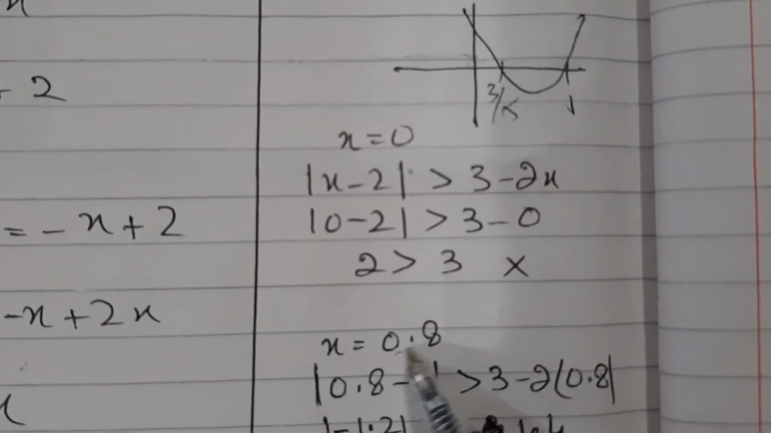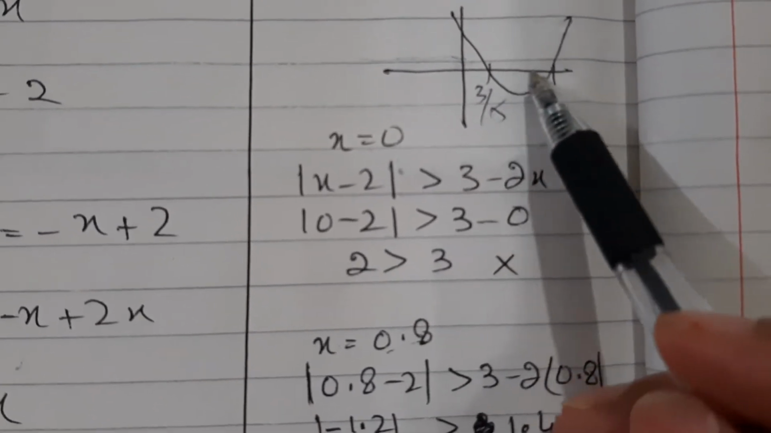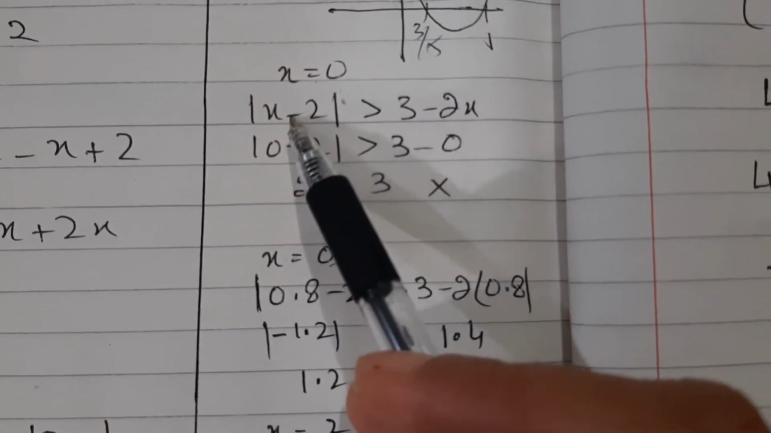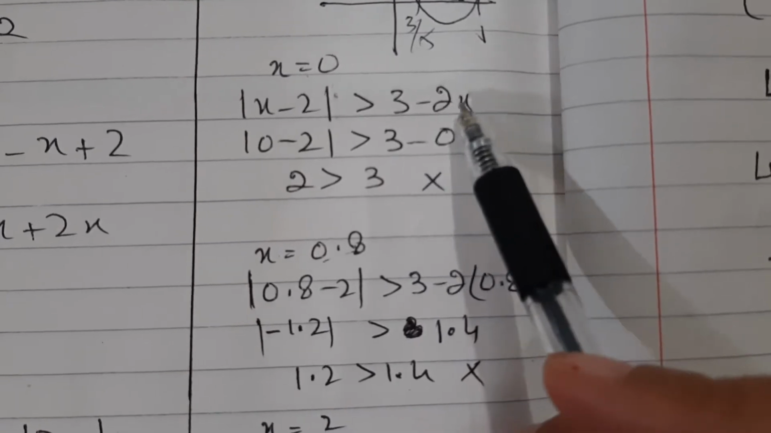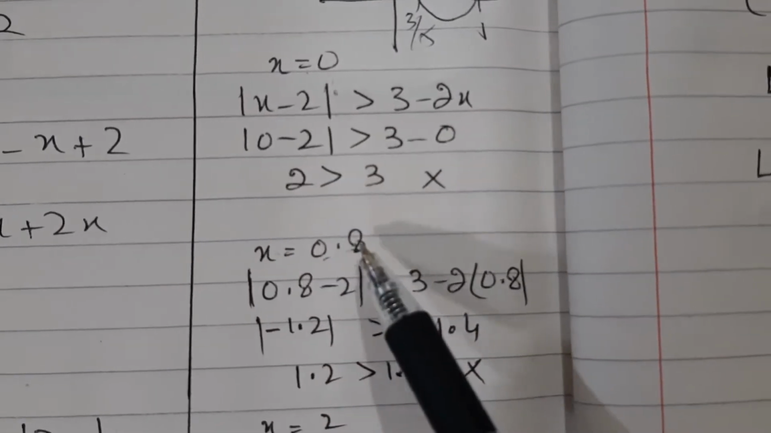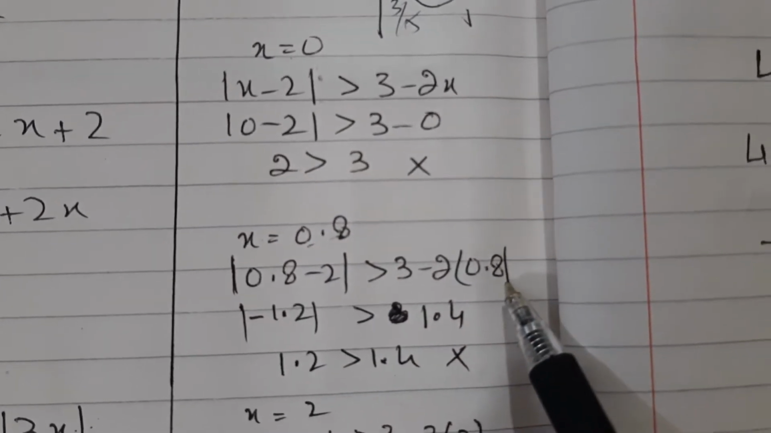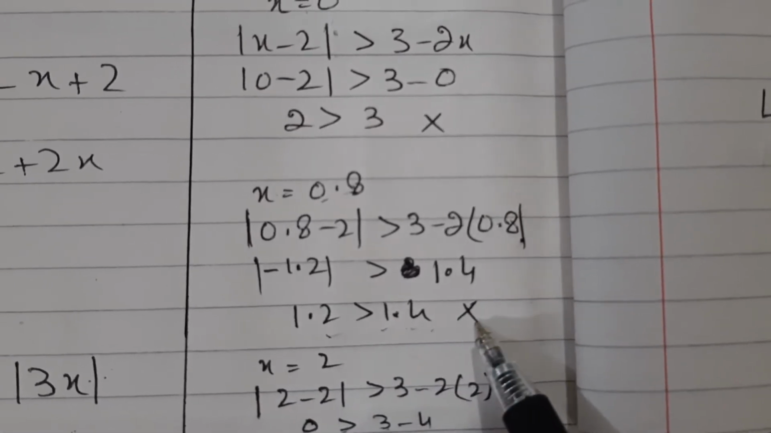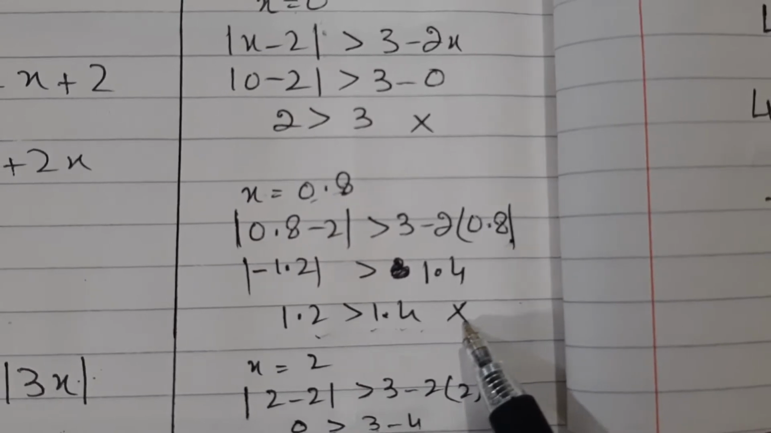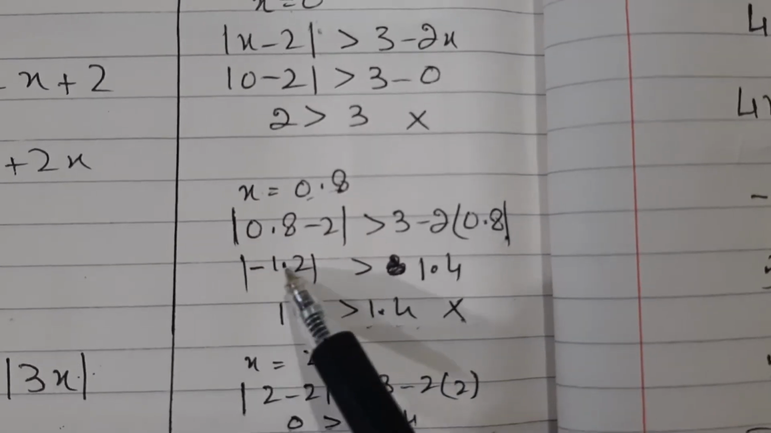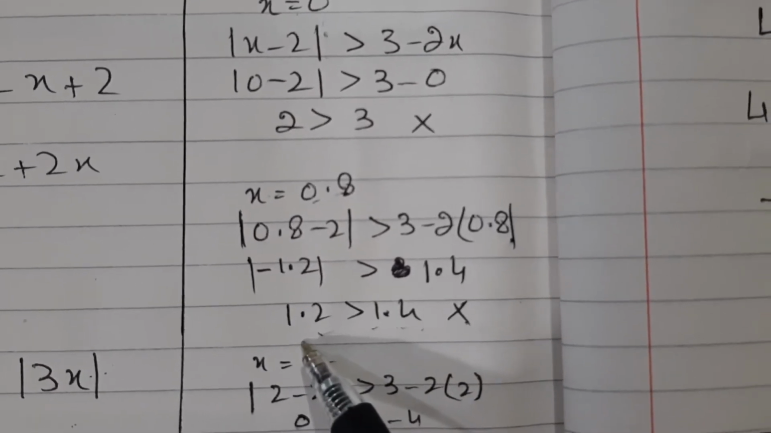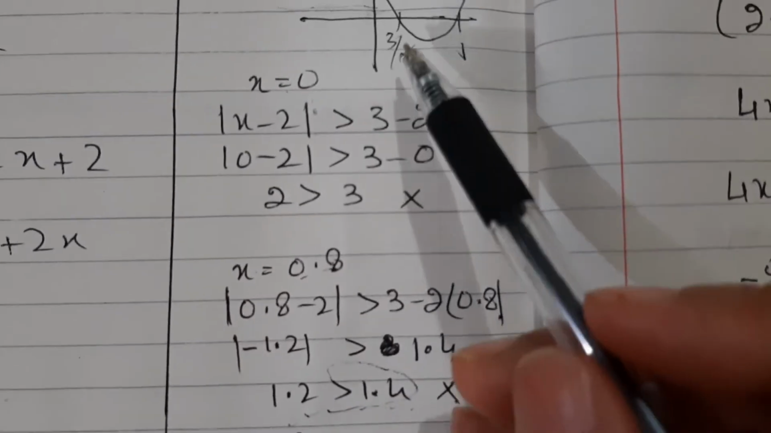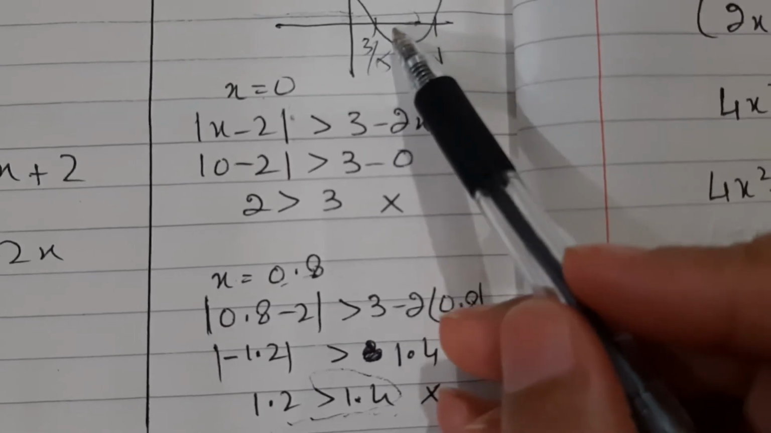Now I am taking x equals 0.8. I am picking up one value from here. So again in the function which was given to me, in place of x, I am writing this value. And I end up at 1.2 is greater than 1.4, which is again wrong, right? And please remember modulus of minus 1.2 means 1.2 actually the value. So now this result is also wrong. It means my answer is not lying here also.